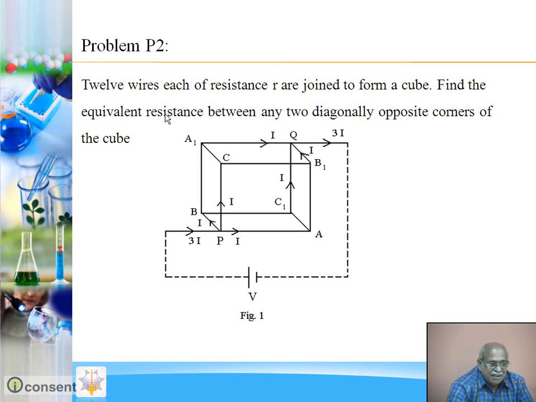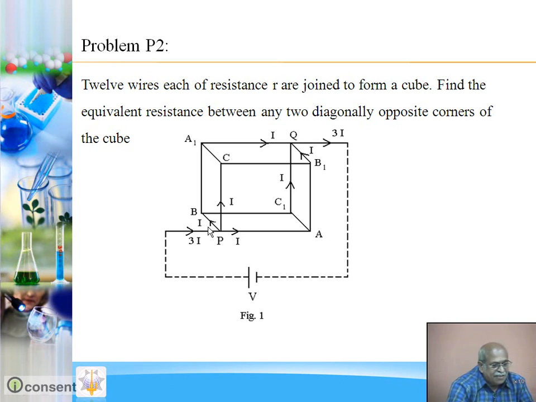12 wires, each having resistance R, are joined to form a cube. We have to find equivalent resistance of this cube between any two diagonally opposite corners of the cube. The cube is shown here. Let us find equivalent resistance between diagonally opposite corners P and Q. P and Q are diagonally opposite corners.